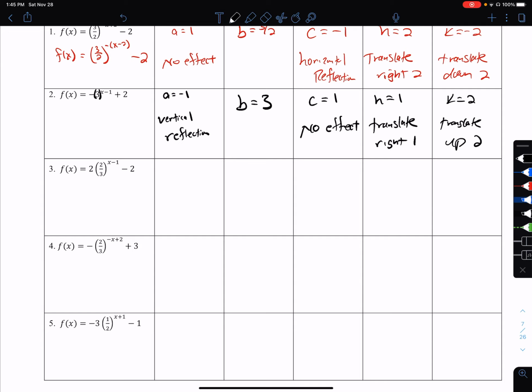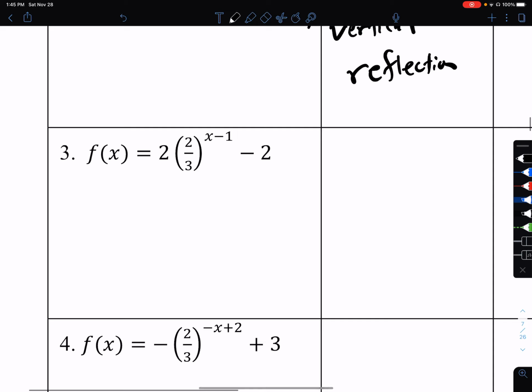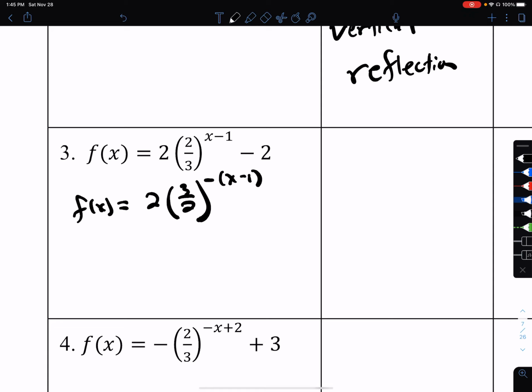All right, this next problem is our first issue. Here, the base is not bigger than 1. So how do we fix it? Easy. We reciprocate the base, and then we change the sign of the exponent. I'm not going to distribute my changing of the sign of the exponent because I want my lead coefficient.